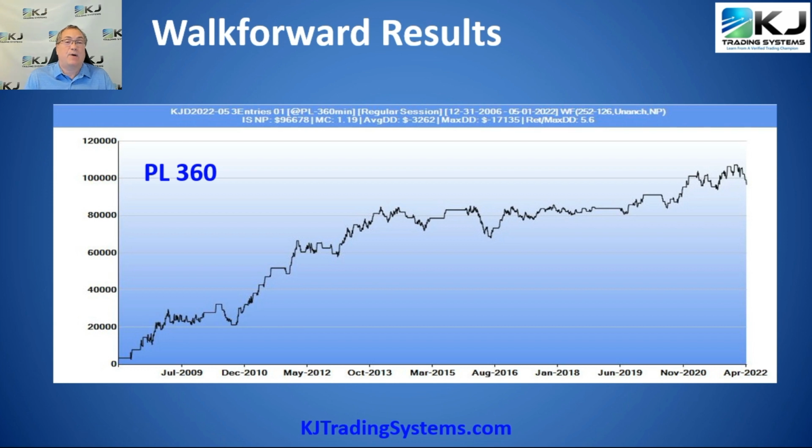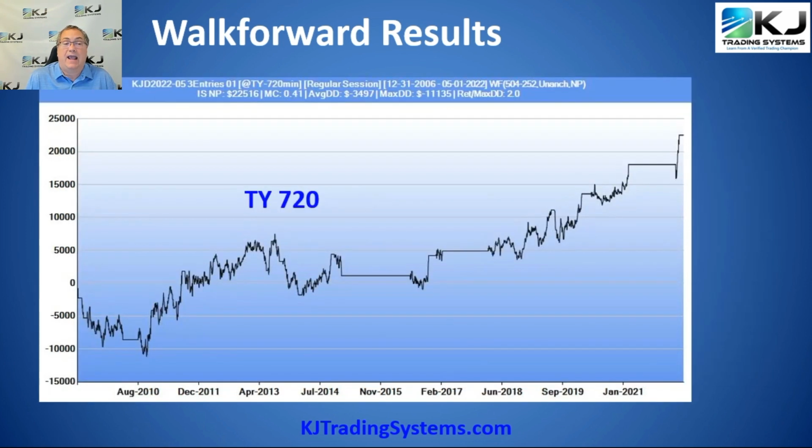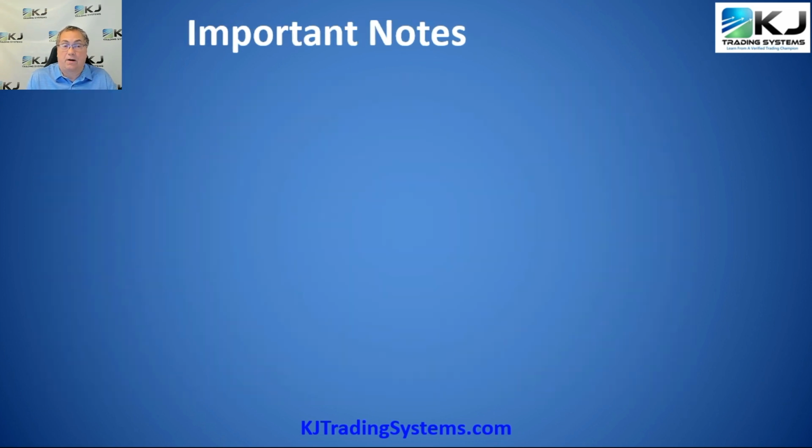And then part of my process is to run walk forward testing. I have some other videos that describe walk forward testing if you've never seen it before, but here's an equity curve. This is all out of sample based on walk forward testing. This particular one is for platinum 360-minute bars. And I also have a treasury note. This would be the 10-year treasury note, 720-minute. And you can see these are good equity curves. They're not perfect. No equity curve ever is, but these could be tradable systems with a little more work.